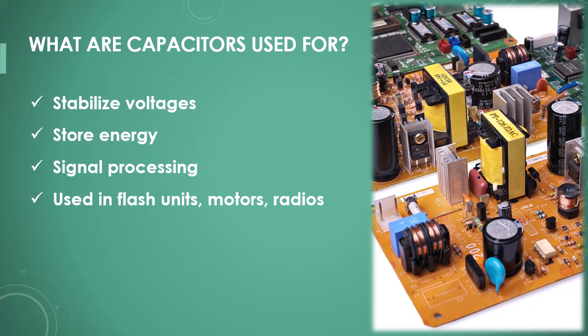Capacitors are used in many electronic devices. They stabilize voltages, store energy, and assist in signal processing. In flash units, they provide short, intense light pulses. They also play an important role in motors and radios.